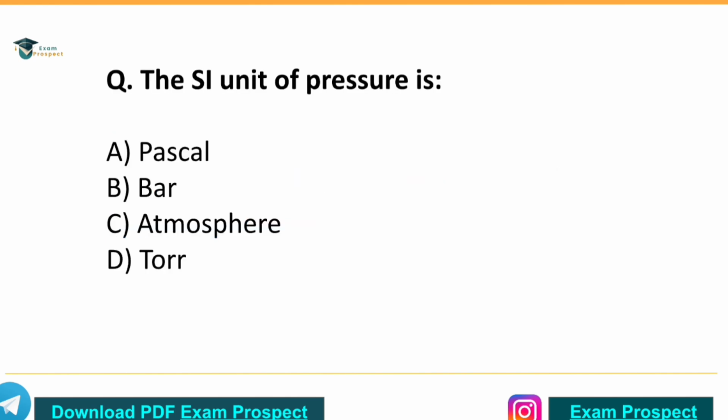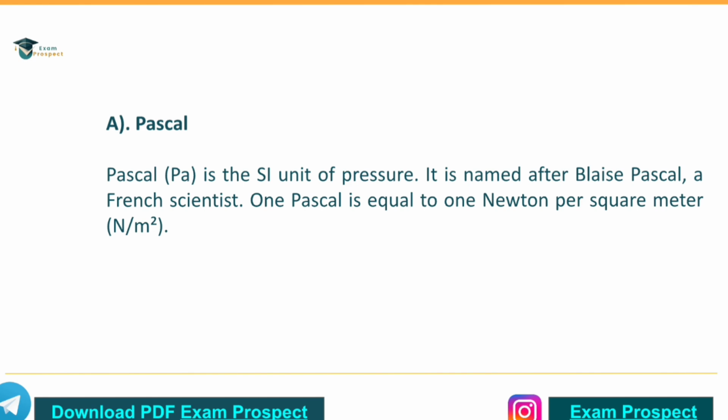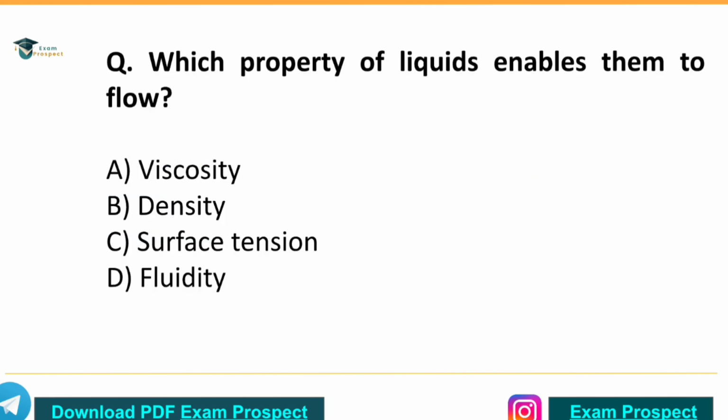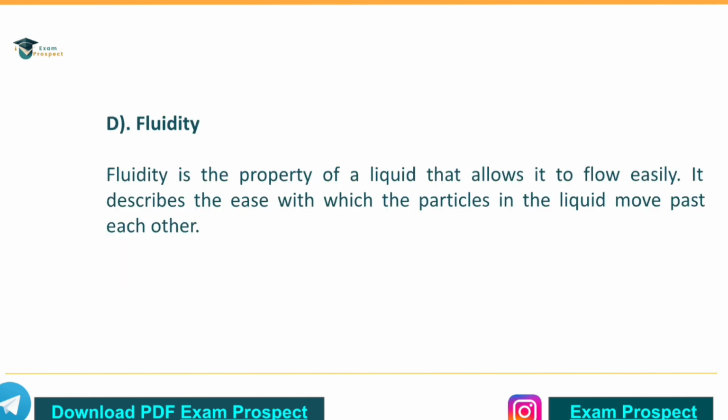Next question. The SI unit of pressure is? Correct answer, option A, Pascal. Pascal is the SI unit of pressure. It's named after Blaise Pascal, a French scientist. 1 Pascal is equal to 1 Newton per square meter. Next question. Which property of liquids enables them to flow? Correct answer is option D, fluidity.